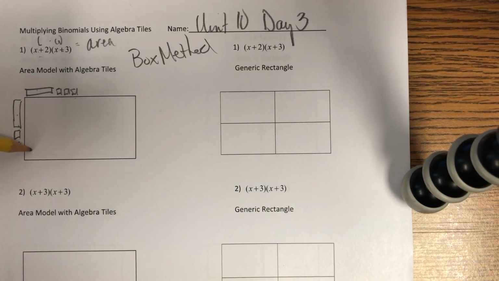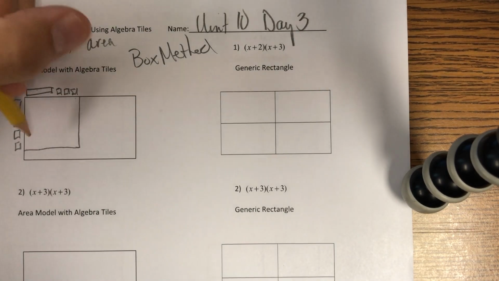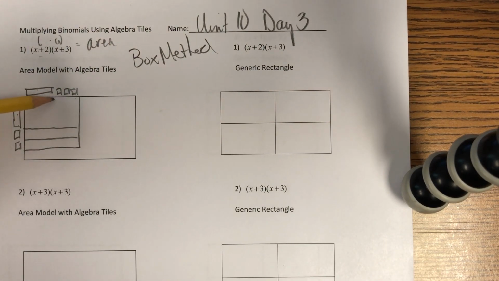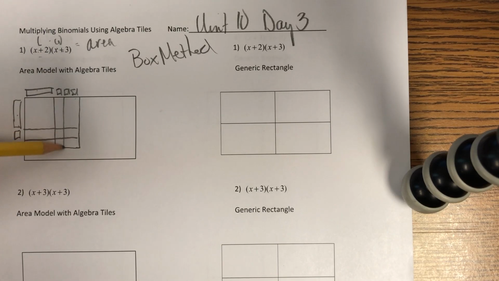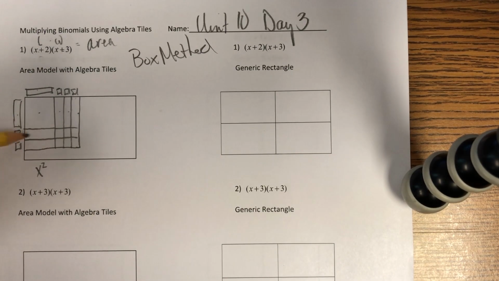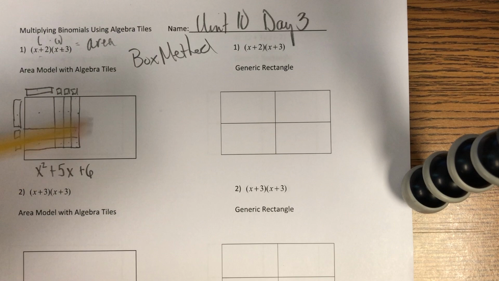Length times width equals area, so we're going to put the area in. And then we're going to do our horizontal lines, just like we did last class. We're going to do our vertical lines. Now we're just going to count out what we got. Big square is x squared. 1, 2, 3, 4, 5. Those are 5 positive x's. 1, 2, 3, 4, 5, 6. And 6 ones.